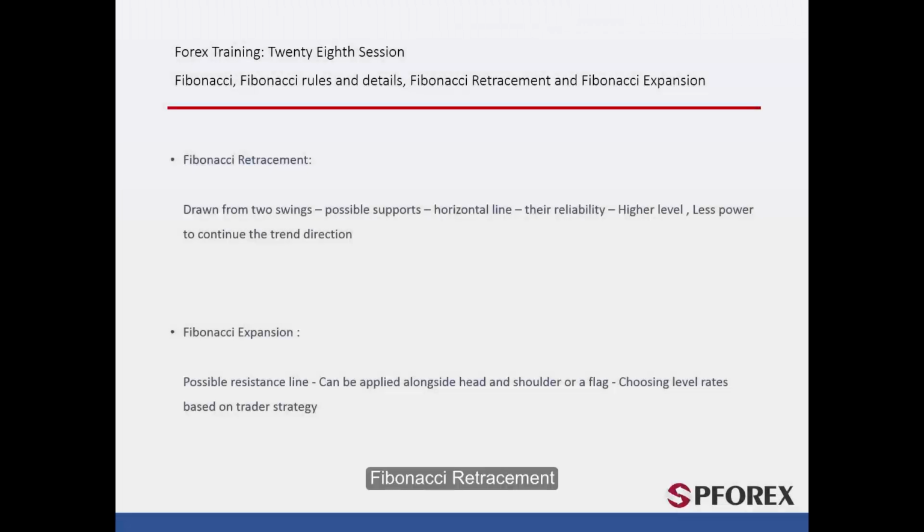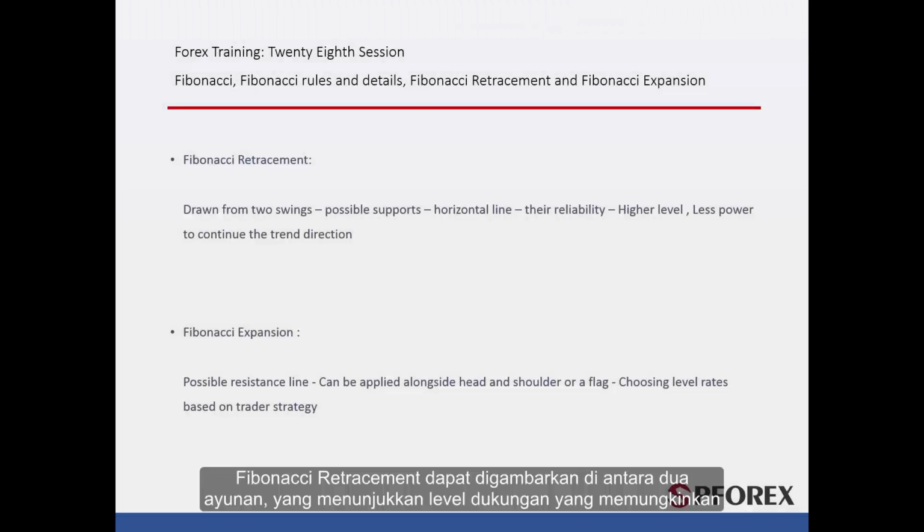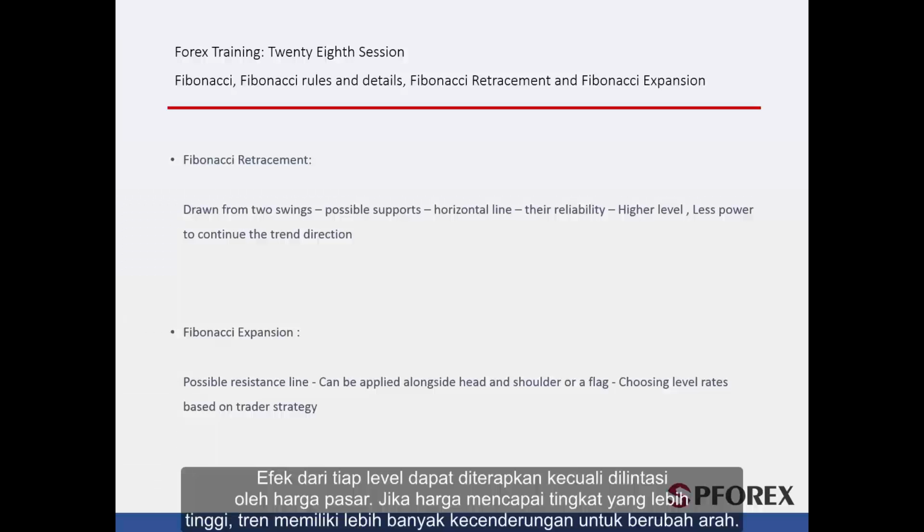Fibonacci retracement. Fibonacci retracement can be drawn between two swings, which show probable supportive levels. The effect of each level may be applicable unless it is crossed by market price. If price reaches higher levels, trend has more tendency to change direction.